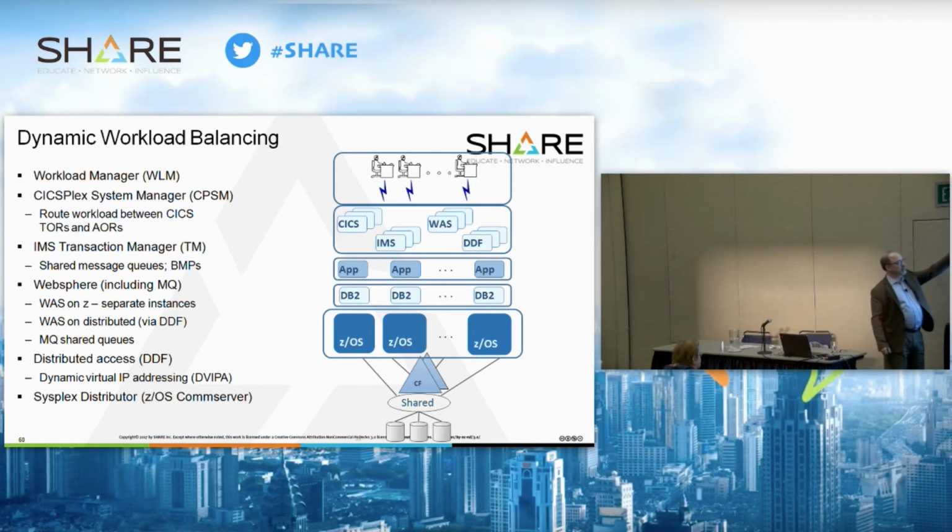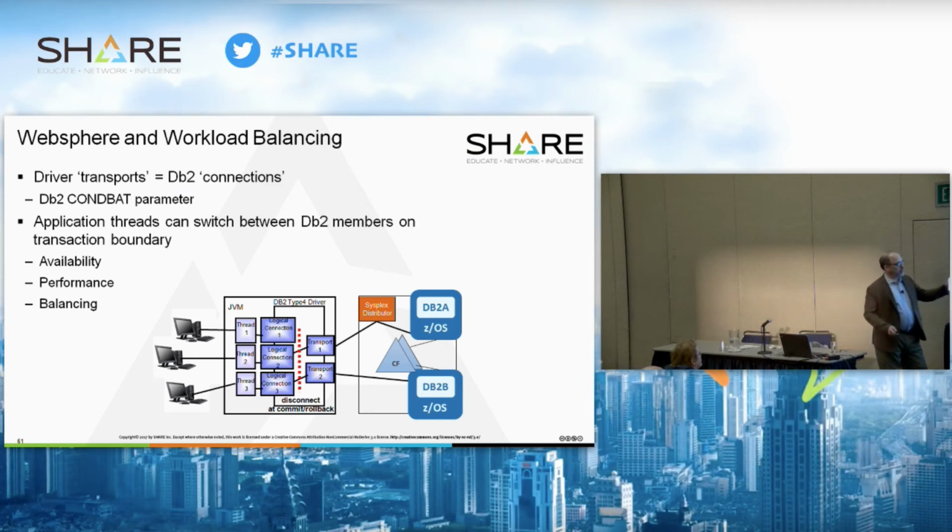IMS transaction manager can do shared queues, so again, we can route the work around. WebSphere that's running on Z, if you want to do this, you're going to have two WebSpheres. That's why I have several WebSphere boxes here, right? One on this LPAR and one on this LPAR, so I can then route my work around. If it's WebSphere off of Z, then I'm going to use DDF to spread the work. And DDF, ideally what I'm going to use is DVIPA and Sysplex Distributor to spread this out. So I can move all this stuff around.